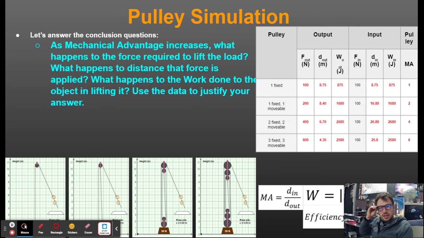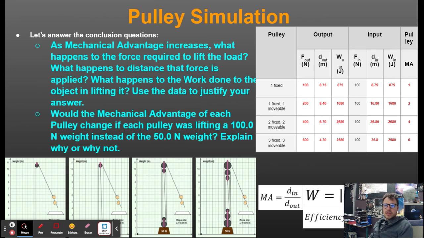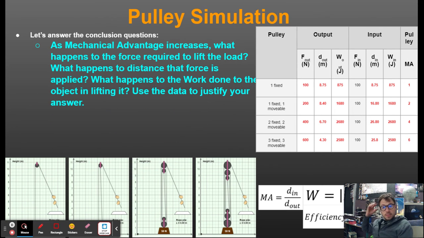Now, as the mechanical advantage increases, what happens to the force required to lift the load? We put the input force as 100, but if you go back and do that simulation, it lowers it. You're basically multiplying your force, so it takes less force to lift that same object. Now, you're just going to have to apply that force for a longer distance. The work done is still going to be the same. If you notice in all those examples, the work in is the work out.